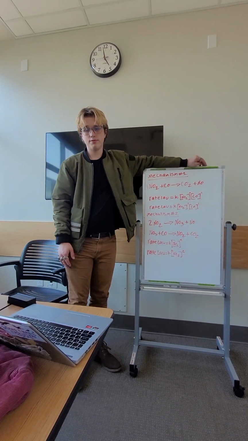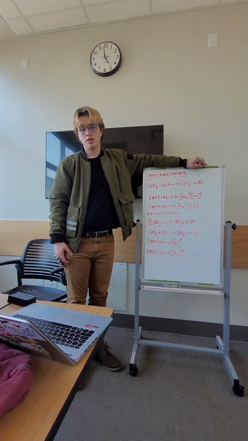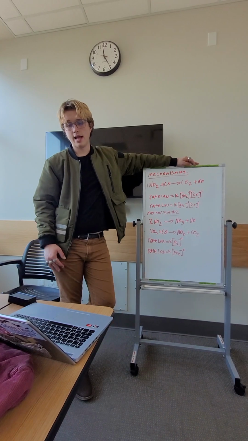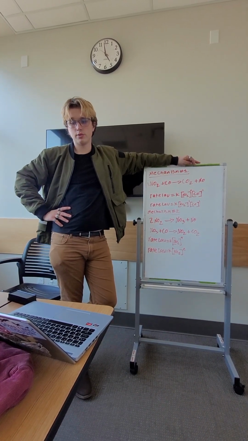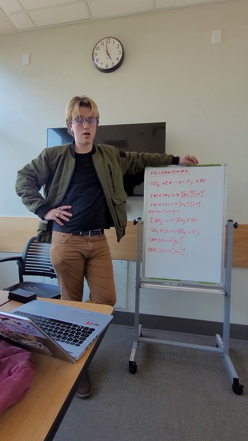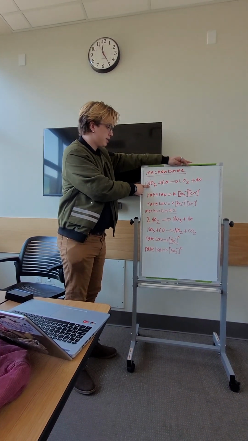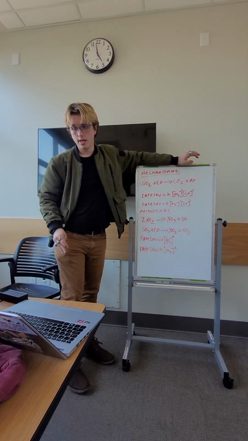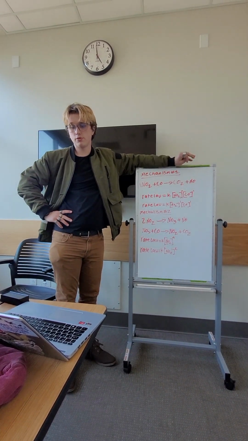This is chapter 12, video assignment number 1. The problem states, at an elevated temperature, NO2 reacts with CO, producing CO2 and NO. That's this reaction here, and it's balanced. It then says there are two proposed mechanisms for this reaction.